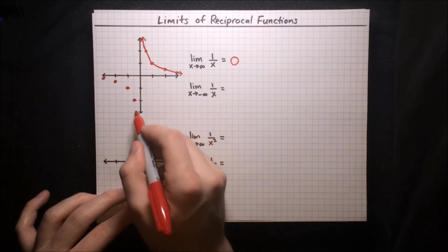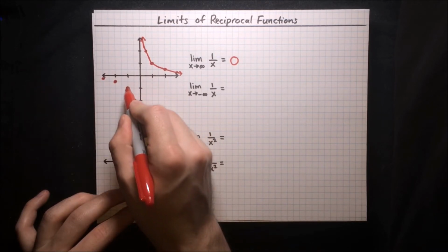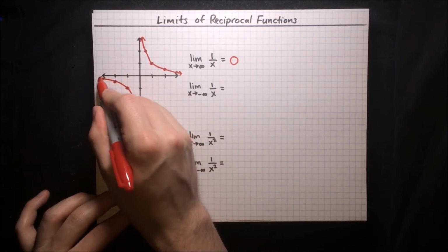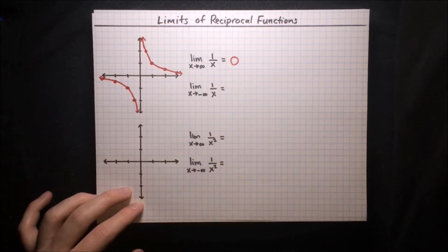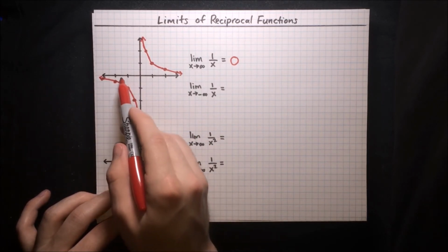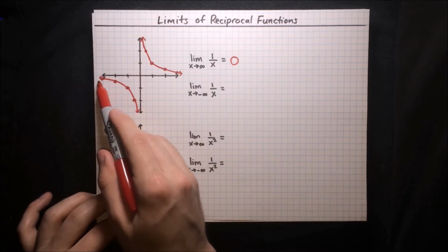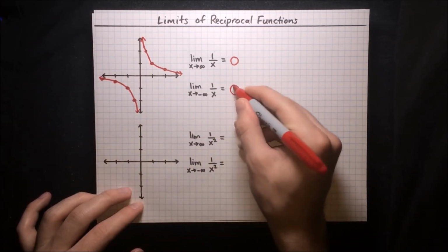So we see that the graph looks very similar on the other side, except it's flipped into the negative side of the y-axis. So what's happening as x approaches negative infinity? The function outputs are still approaching 0. So that's the limit, 0.